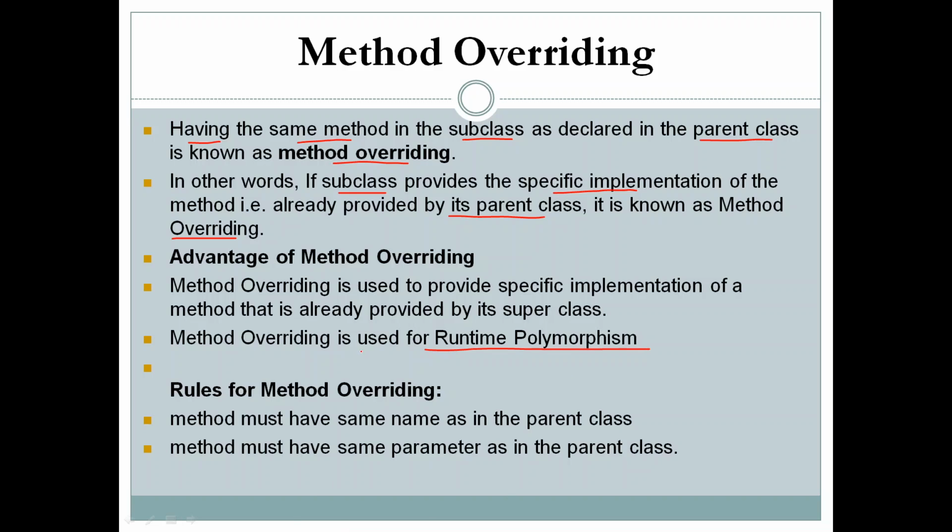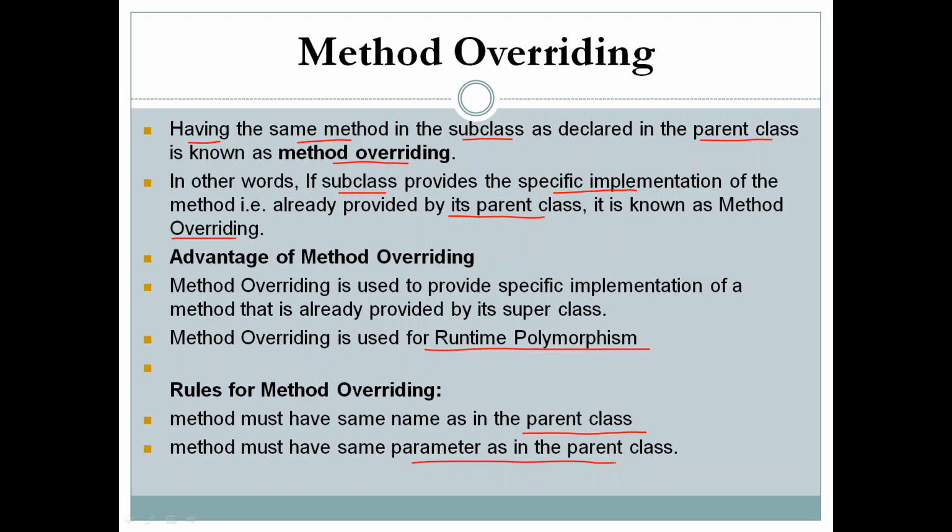There are certain rules for method overriding. First, the method must have the same name as in the parent class. When you override a method, the name which is declared in the parent class, the same name you should declare in the subclass. Second, the method must have the same parameters as in the parent class. Not only the method name, even the parameters, that is the number and type of parameters, have to be the same in the child class, then only it is method overriding, remember.